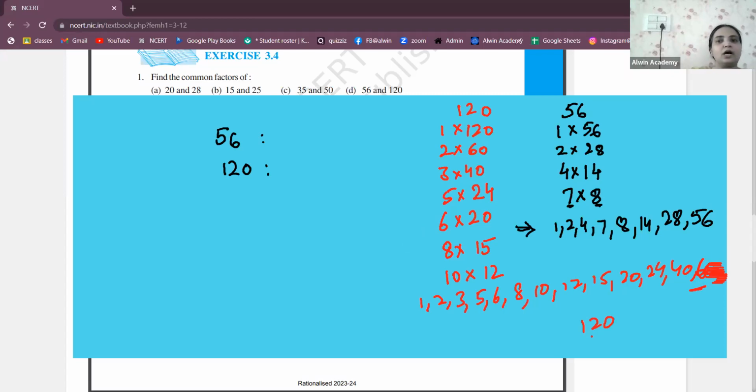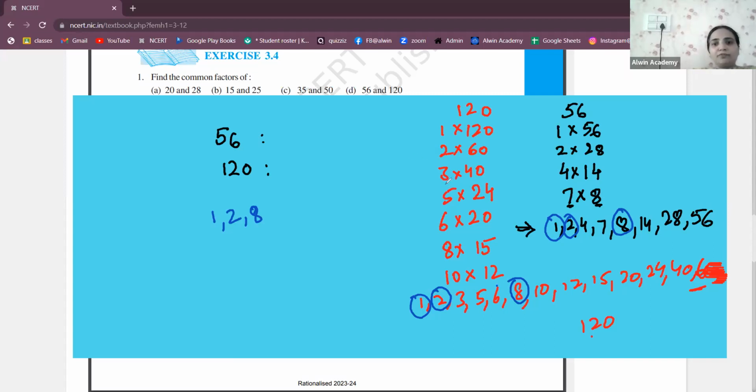Okay, now what are the common factors we need to find? What are the common factors? 1 is common in both, है ना बच्चे? तो 1 is the common factor. Then 2 is the common factor. दोनों में दिख रहा है 2. Then 3 है दोनों में? नहीं है. 4 है दोनों में? नहीं है. 5 भी नहीं है. 6 भी नहीं है. 7 भी नहीं है. 8 फिर से दोनों में है. राइट बच्चे? आ रही है बात समझ में कि नहीं आ रही है आपको?